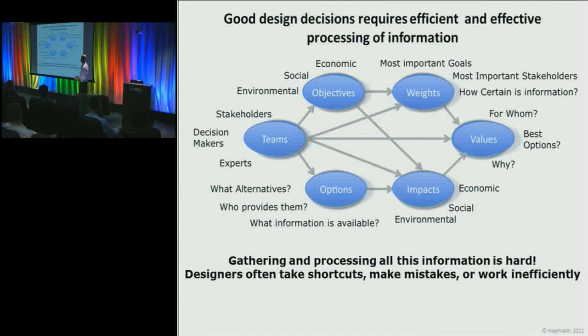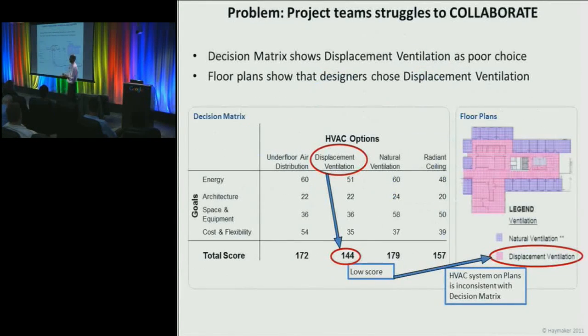What information is available about each of these? We need to analyze all these options, again, for all these impacts. Finally, we need to pick out that design. It's really hard work, and designers today, out of necessity, take a lot of shortcuts, make some mistakes, and work inefficiently through this process. So let me just give you a couple examples.